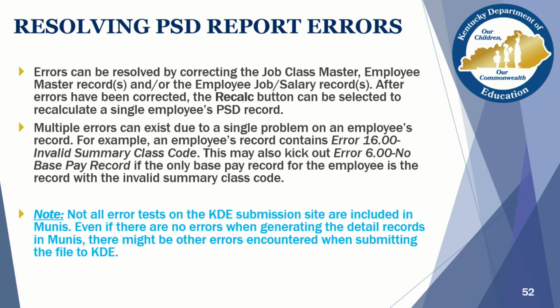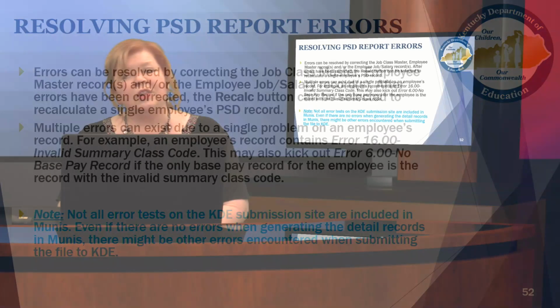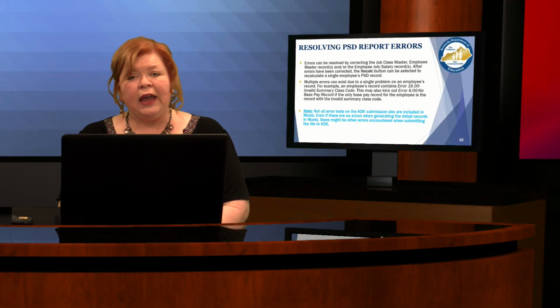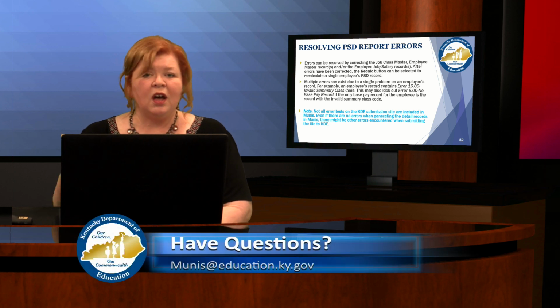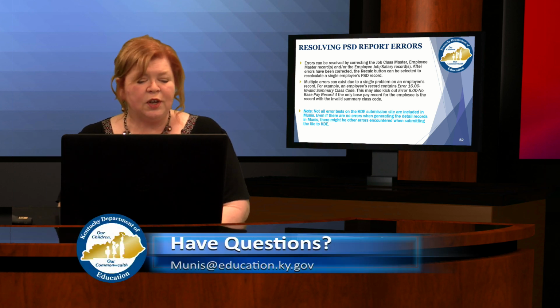And how to resolve certain PSD report errors. Errors can be resolved by correcting the job class master, employee master records, and/or employee job salary records. After errors have been corrected, the Recalc button can be selected to recalc a single employee's PSD record. Multiple errors can exist due to a single problem on an employee's record. So for example, if you have an error 16, which is invalid summary class code, this may also kick out error 6, which is no base pay record. So a lot of times you'll have more than one error, and you can correct one error, and that will be like a domino effect and correct the rest of the errors that are present.